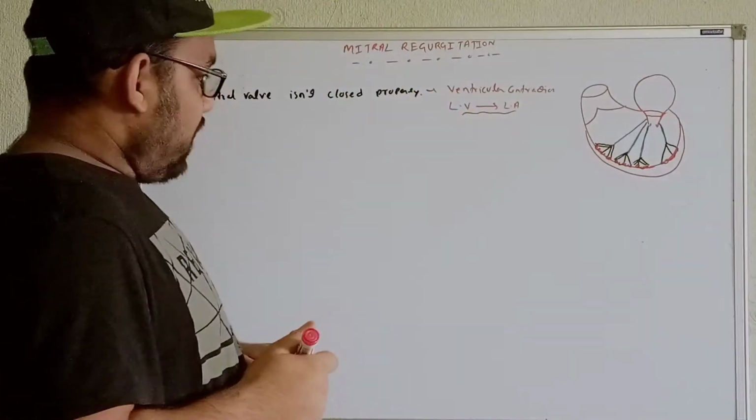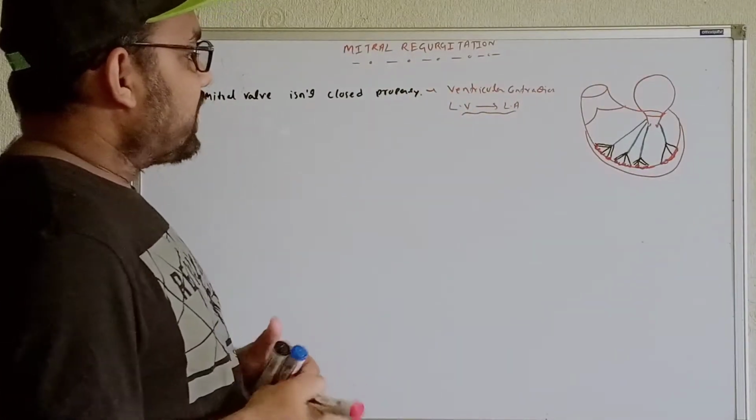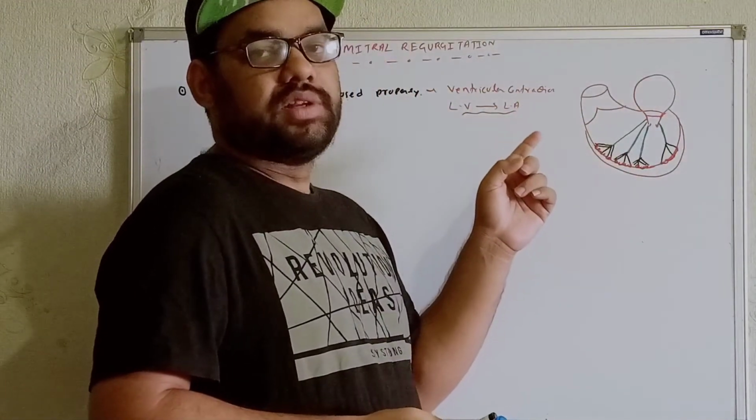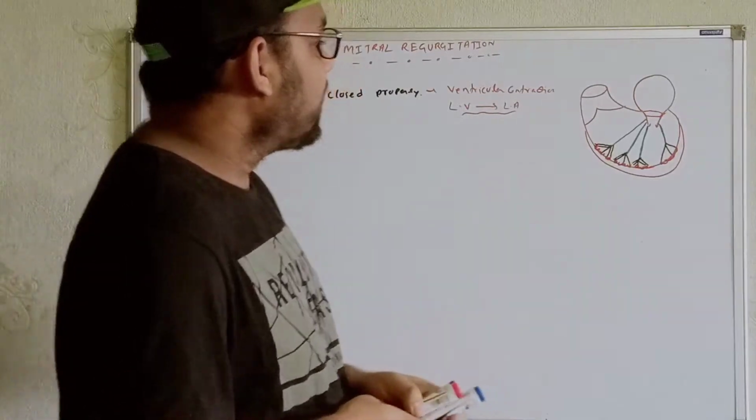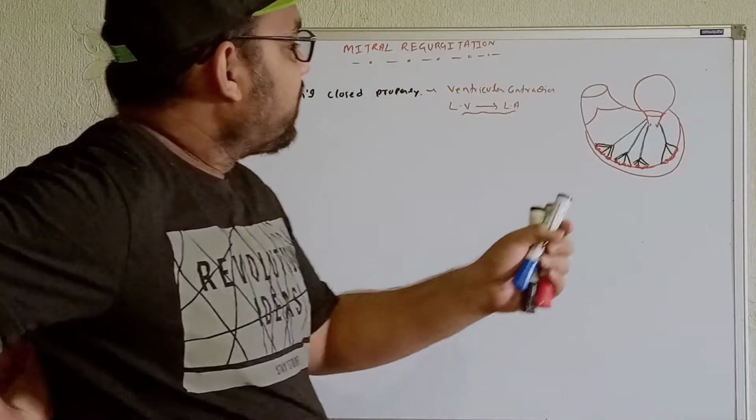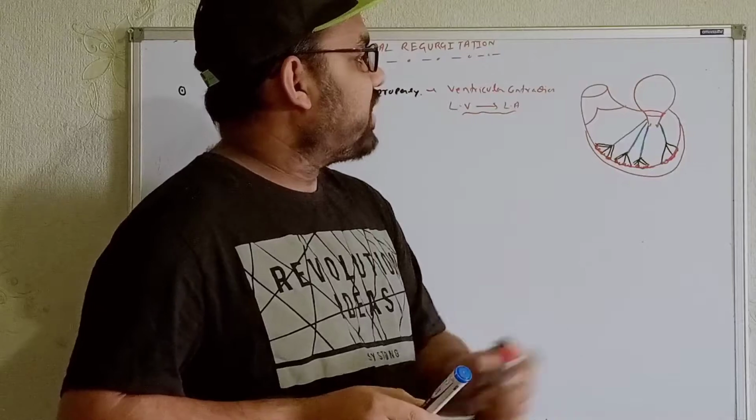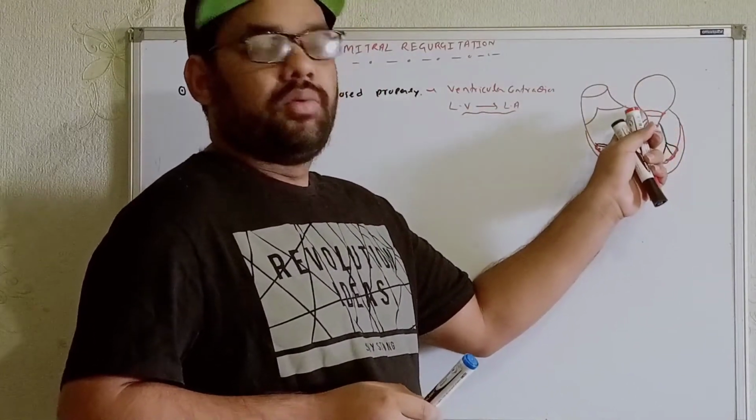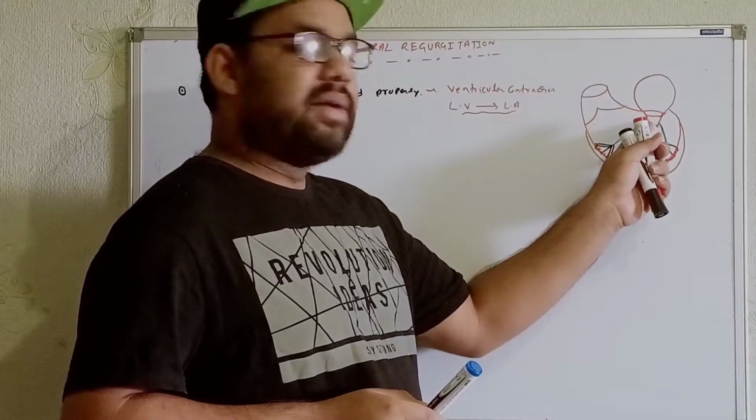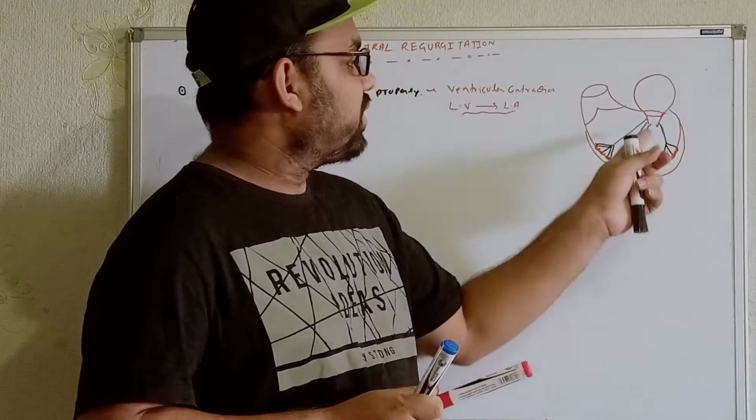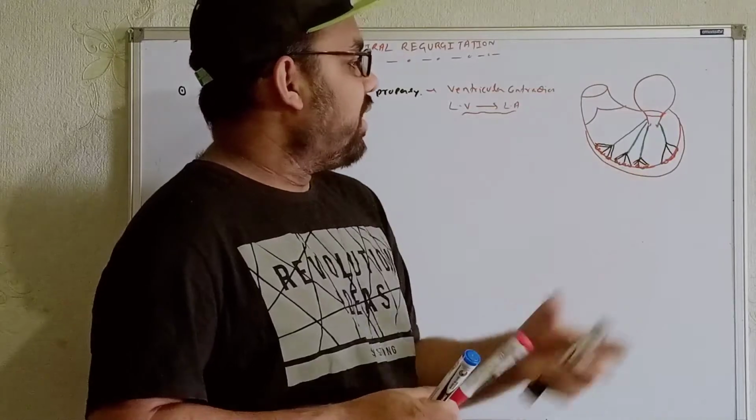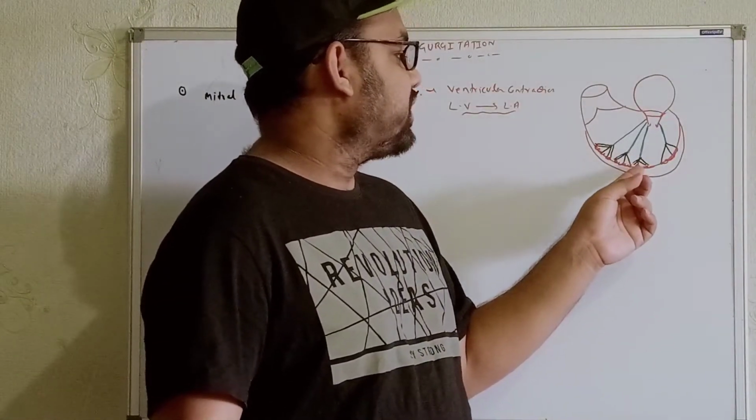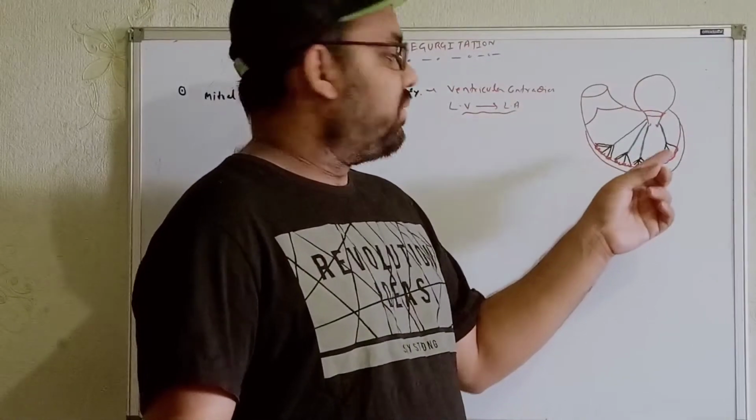Now, what is the etiology? What are the causes? To understand these, we have to know what the mitral apparatus is. Within the mitral valve, we get a structure known as the fibrous ring. After the fibrous ring, we get the mitral leaflets. After that, we get the chordae tendineae. Then we get the papillary muscles, and the papillary muscles are attached to the myocardium.